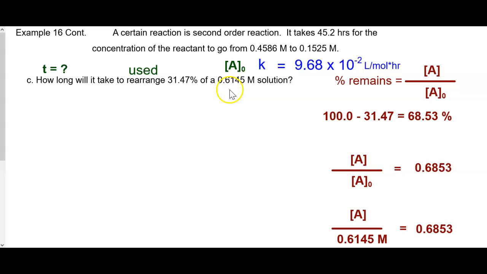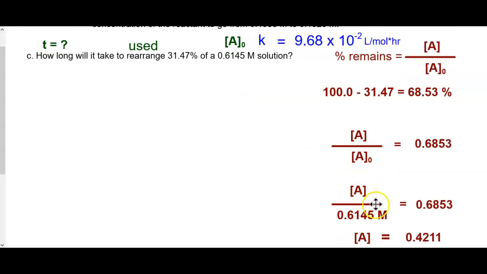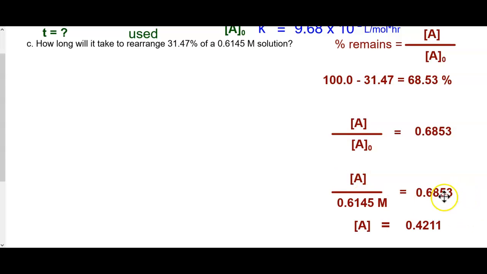0.6853. What we have is our A naught, so we can plug that in this appropriate space, and then we can cross multiply. So we can put this over 1, 0.6853 over 1, and then cross multiply. And when you do that, you get 0.4211 molar for our concentration here for A.